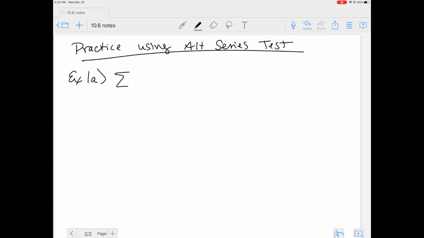I have this series, k going from 1 to infinity of (-1)^(k+1) over k squared. Let's make this a little bit nicer, shall we? So negative 1 to the k plus 1 all over k squared.